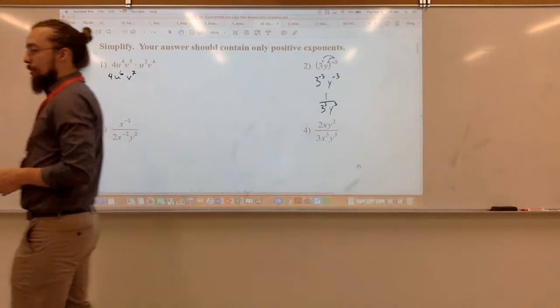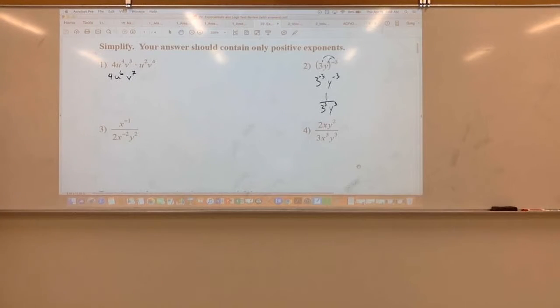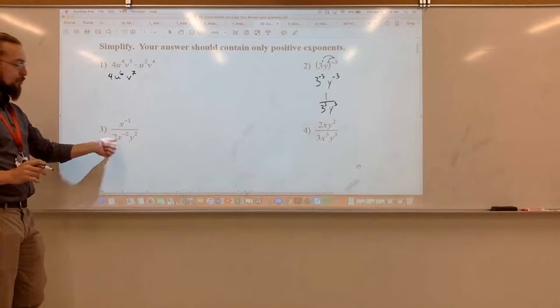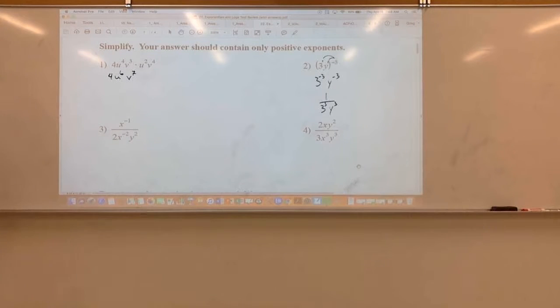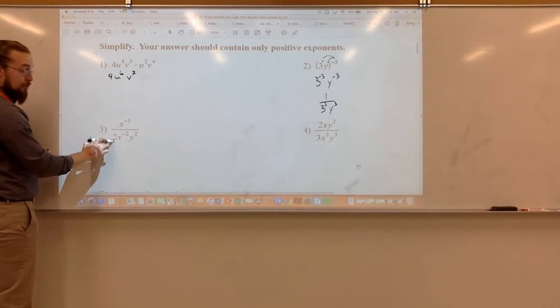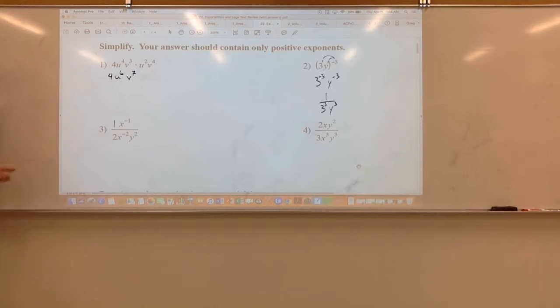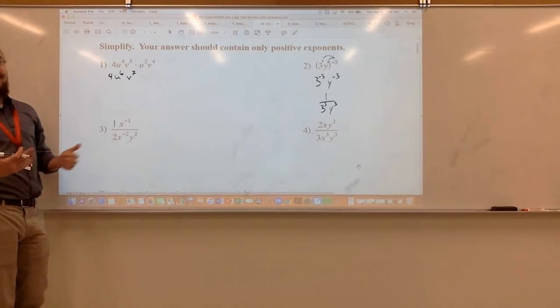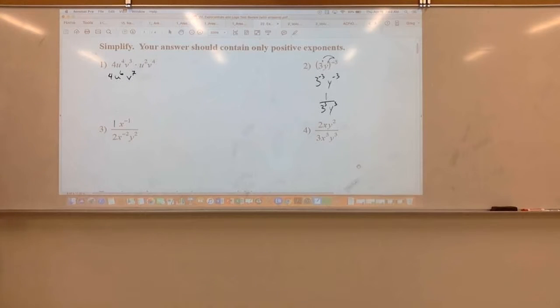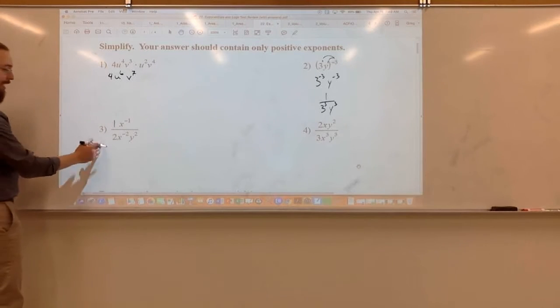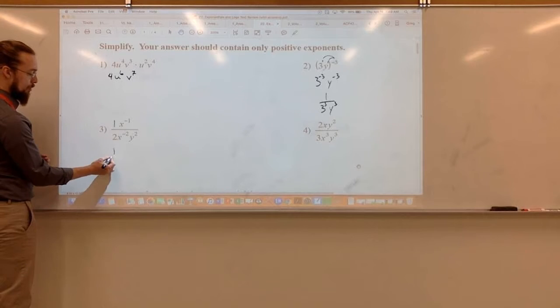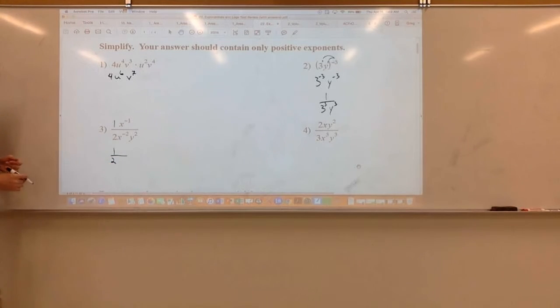Then the third property we talked about, which is in both 3 and 4 here, is the quotient property. If I'm dividing two things with the same base, I subtract the exponents. So if I just look at the numbers, again, if there isn't a coefficient, we know that coefficient is 1. So I've got 1 over 2. I cannot reduce that. We think about that as just a fraction to see if we can reduce it. Can't reduce 1 over 2, so that part will stay.